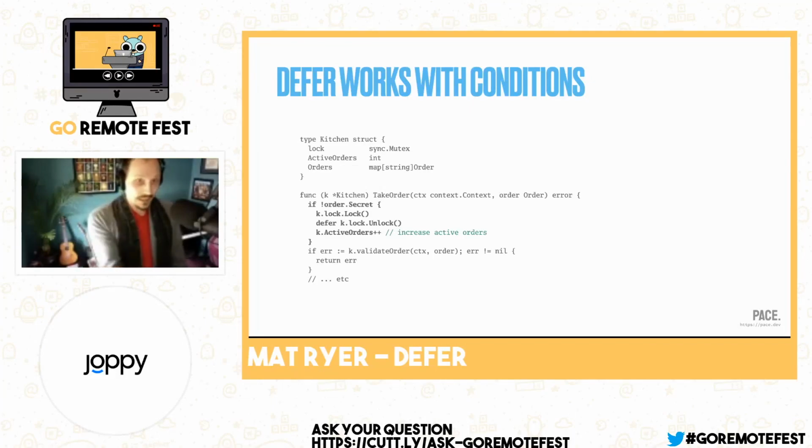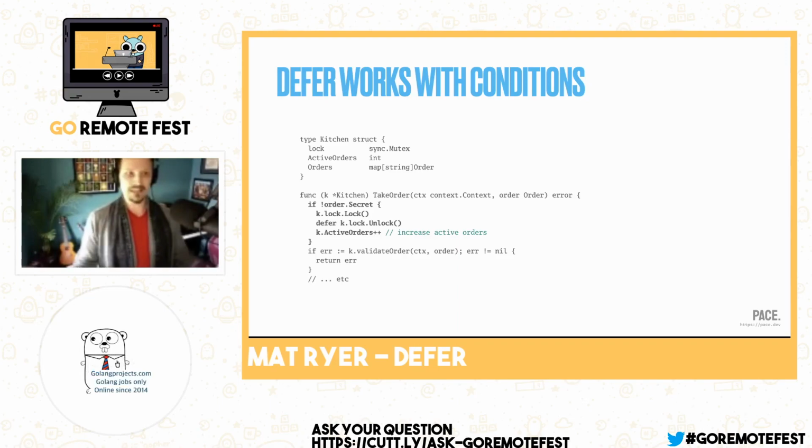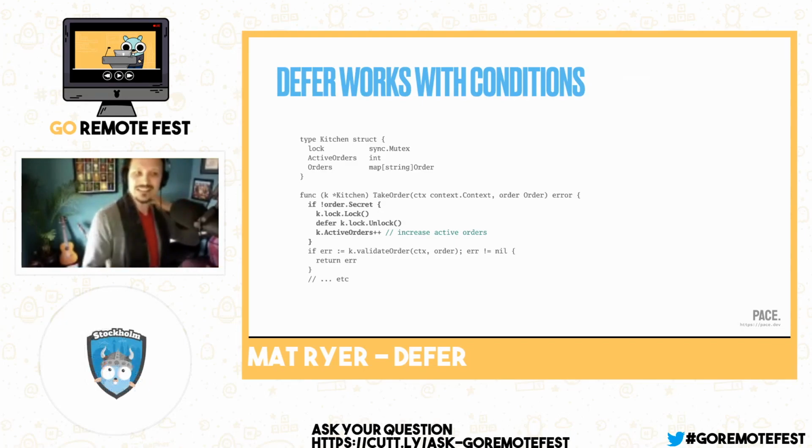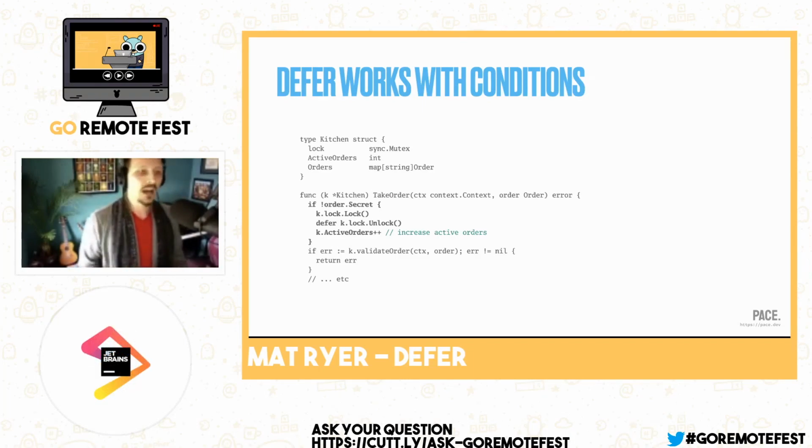If we did something like this and made our order secret, like you could place a secret order for some reason, I can't imagine why you would ever do that, but in this case, it's not going to increase the active orders counter. So you can put the defer inside a condition like that, and that will then run in that condition. So it won't always run, of course, but if you've deferred it, it gets called, and that becomes important later.